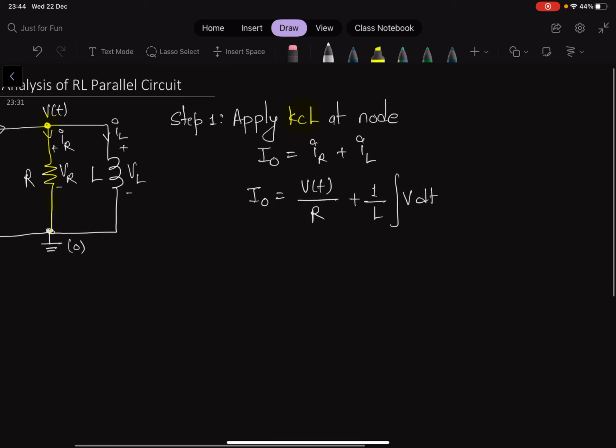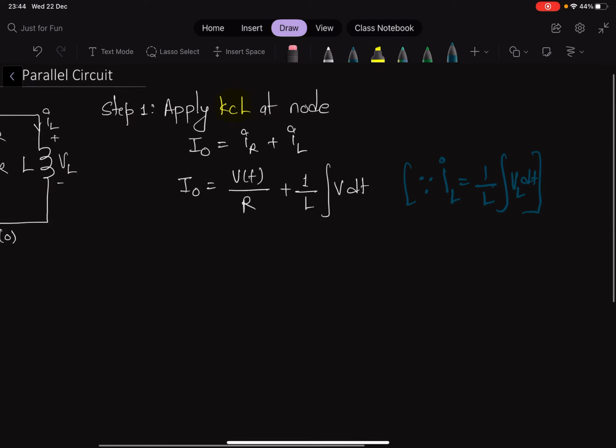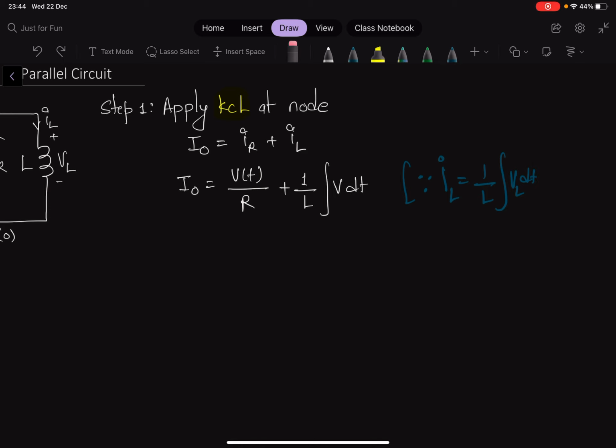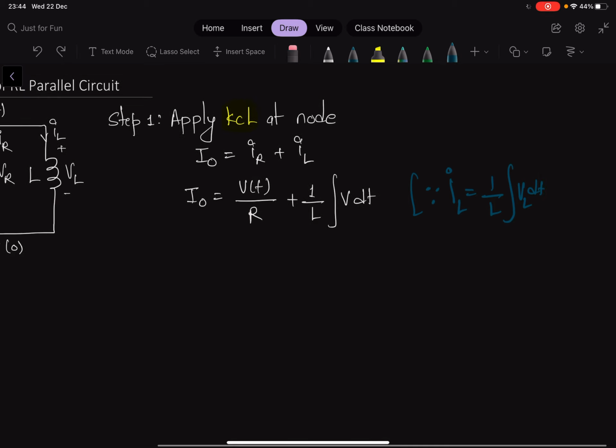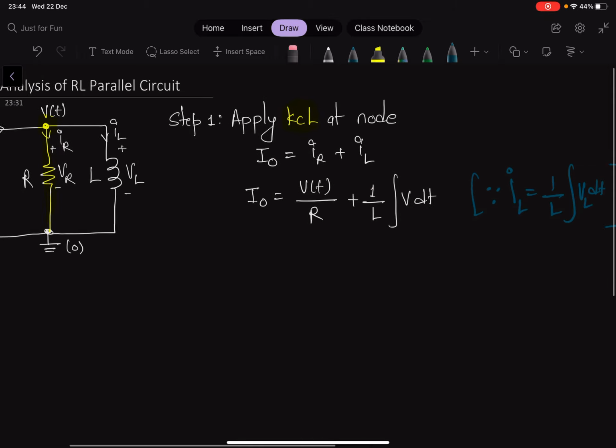So, as a note, IL is 1 over L integration of VL dt. But remember, our VL and the node voltage are the same, so we write this as V.